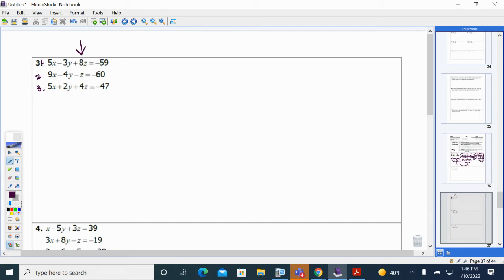And I'm going to leave equation number 1 alone, and I'm going to multiply equation number 2 by an 8. So the first one is 5x minus 3y plus 8z equals negative 59. And then multiplying the next one by 8. So 9x times 8 is 72x. Negative 4y times 8 is negative 32y. Minus 8z equals negative 60 times 8 would be negative 480.